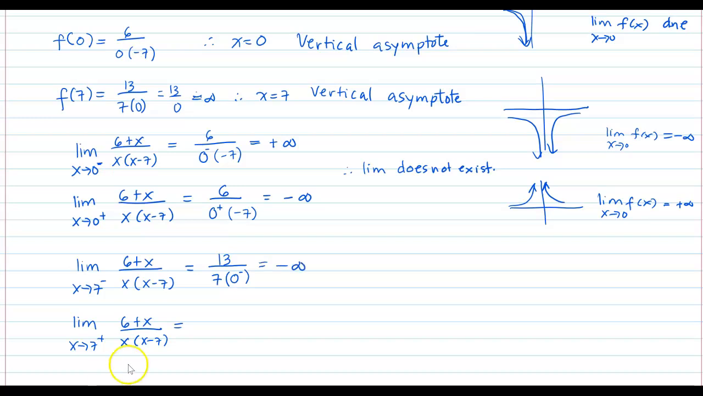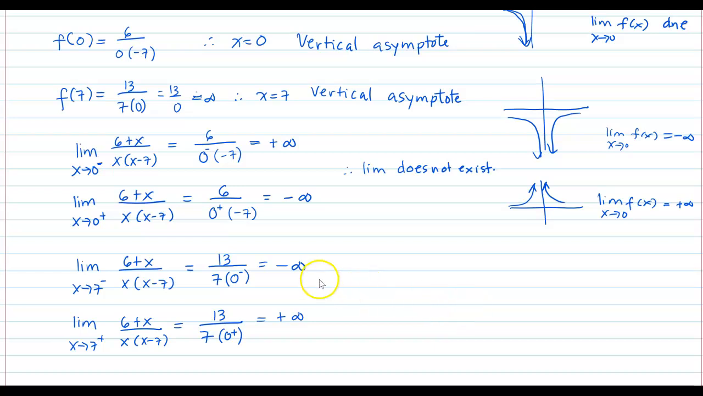Similarly, you do the same thing. You plug into the numerator, you have 13. Denominator is 7. Now, the 0 here, we look at the sign for that 0. If you have 7 plus, that means coming from the positive side, or the right-hand side of 7. So maybe 7.1. Say, for instance, 7.1 minus 7. It is very close to 0, but it's on the positive side. So that means this is 0 plus. So now 13 over 0 plus means positive infinity.